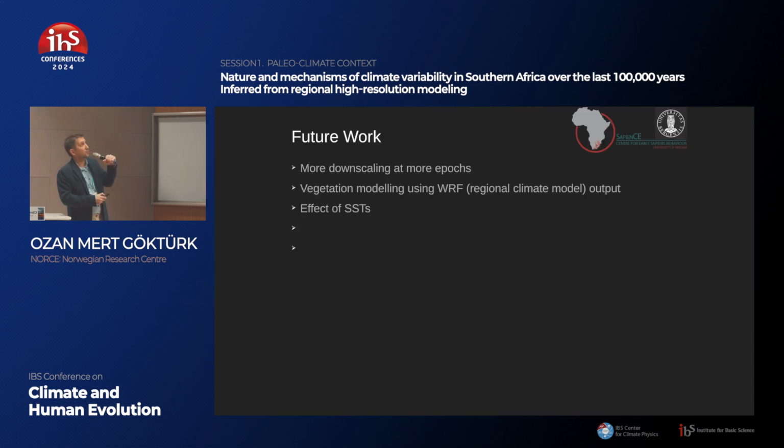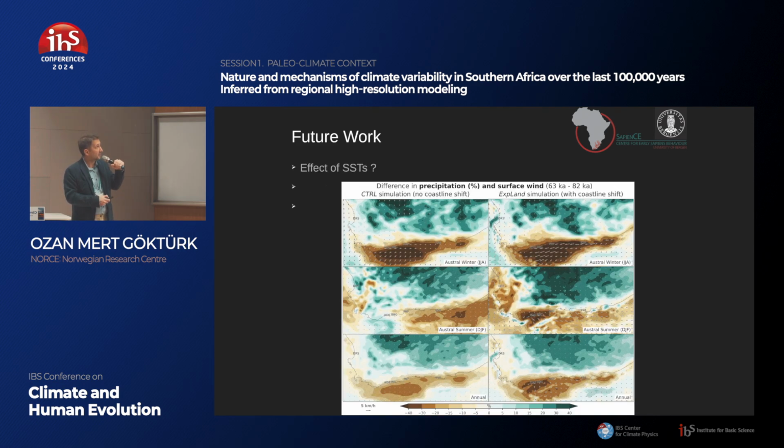So as future work, we will do more downscaling, maybe vegetation modeling also using these WRF results, and we will also analyze the effect of SSTs, because if you put this big chunk of land here, maybe the SSTs are not so important anymore because the sea is quite far away then. So we will, again using our regional climate model, this time play with SSTs and see their influence.